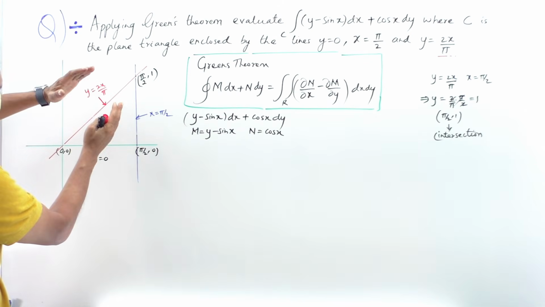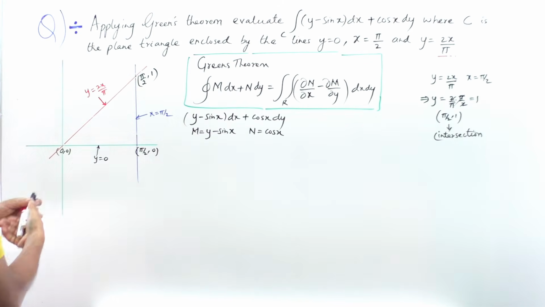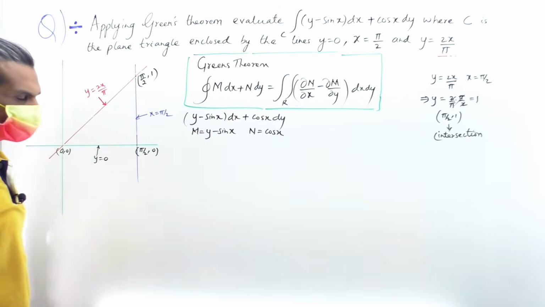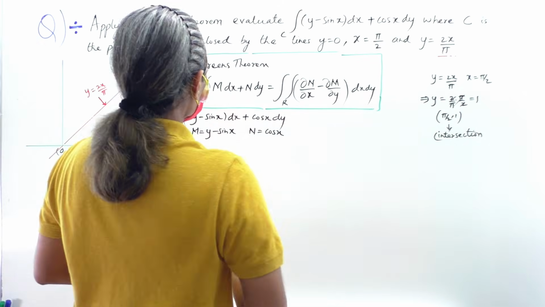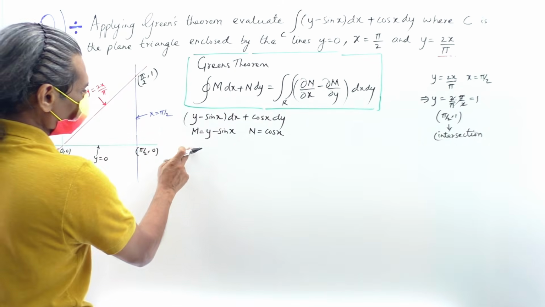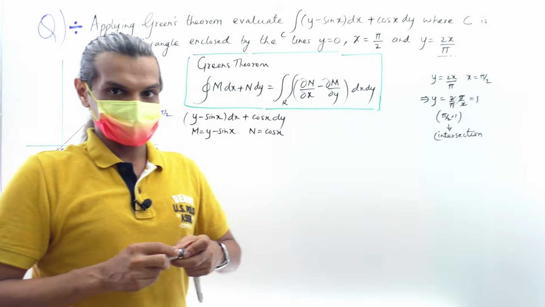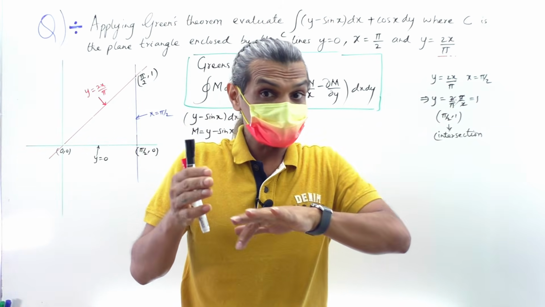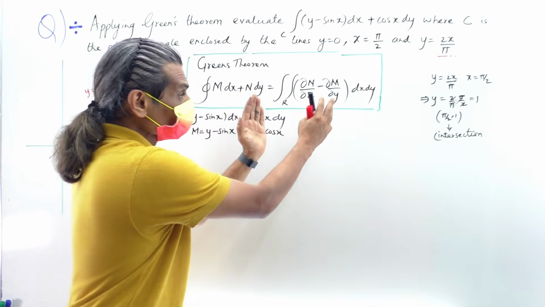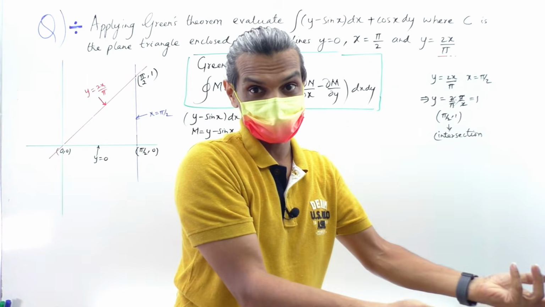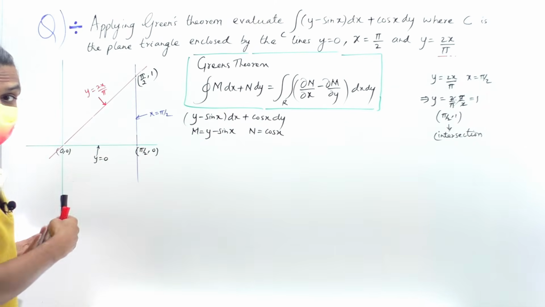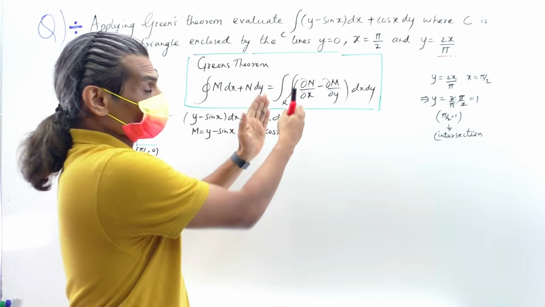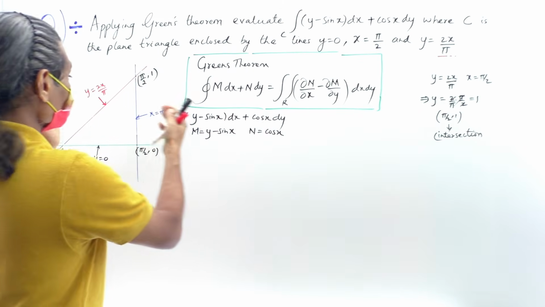That means the region is the one between all these lines, and this is the region we have to find by Green's theorem. Now let's apply Green's theorem here. We will see the right side is the easiest, because we have done a lot of problems on double integral and change of order. The right side double integral becomes very easy to solve, rather than the left side single line integral, because we have the graph with us.